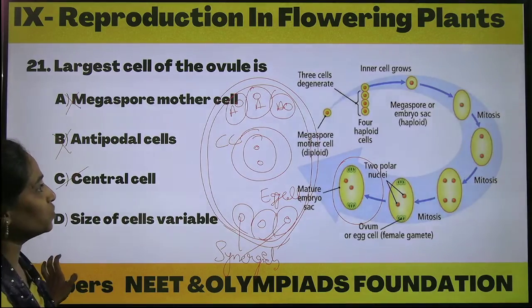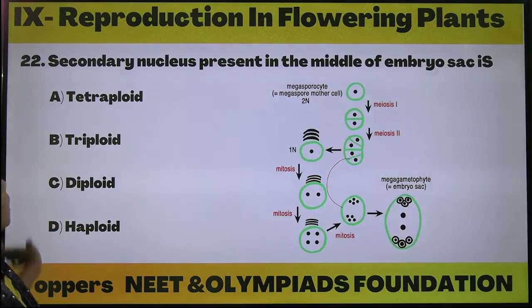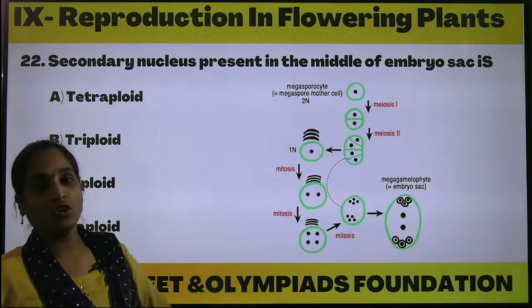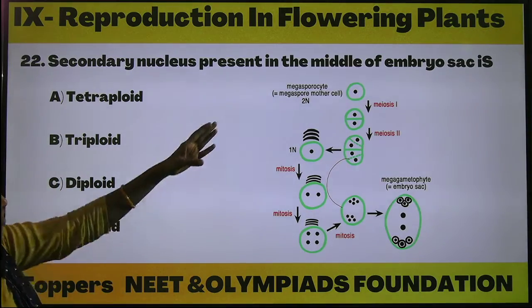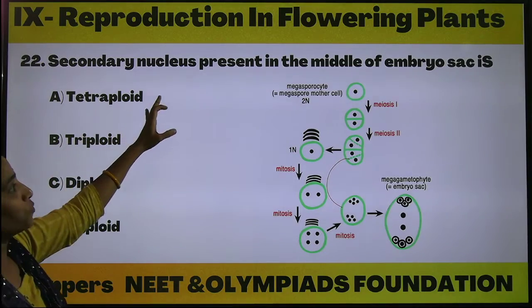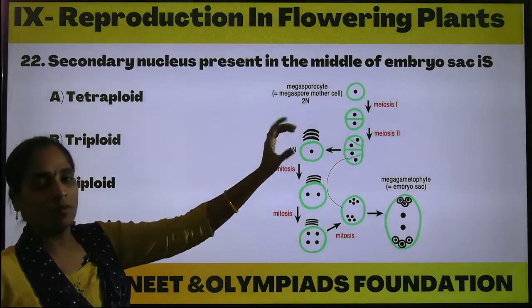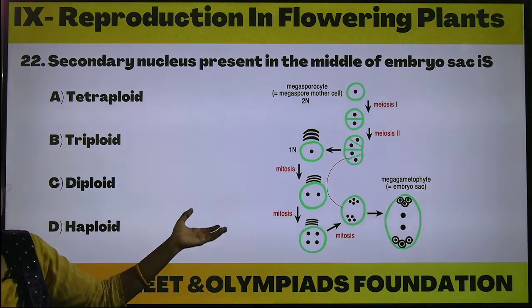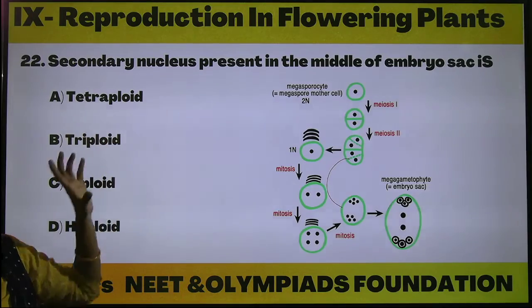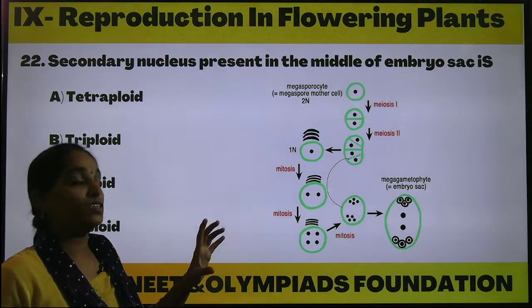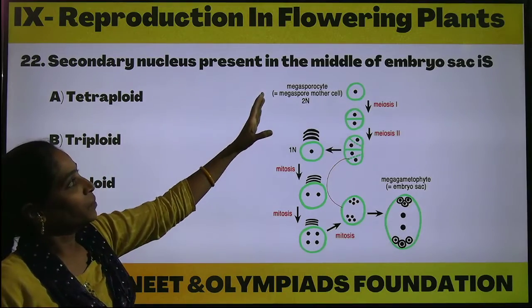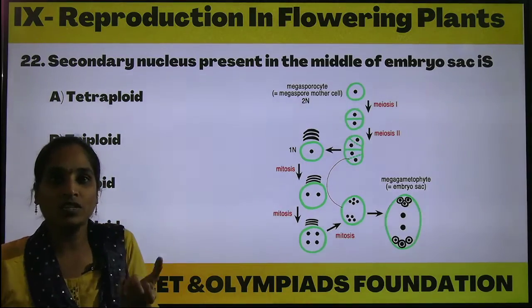Coming to the next question. The secondary nucleus present in the middle of the embryo sac is. So again we are going to the concept of the embryo sac. Up till now we have discussed the size of the cells, and which one is the largest. But here he is asking about the secondary nucleus present in the middle of the embryo sac.